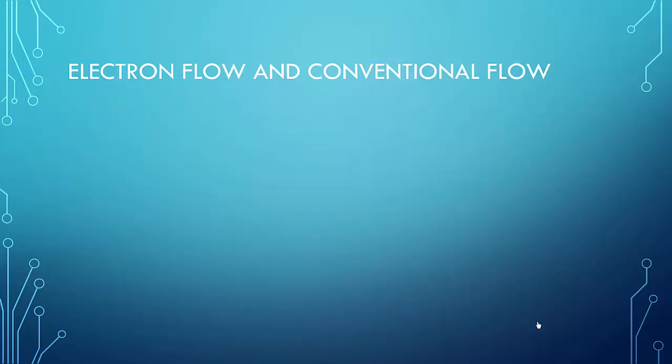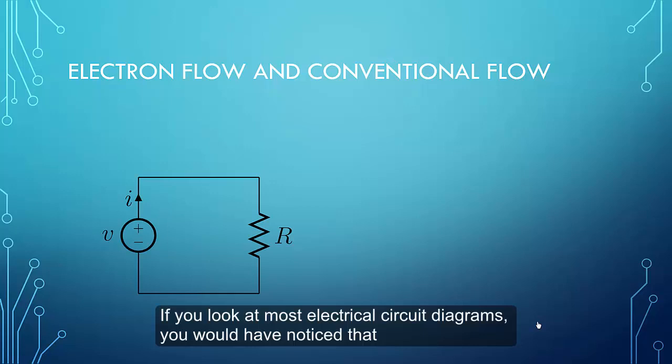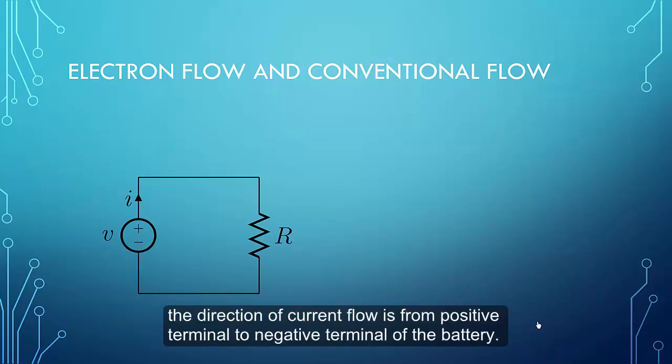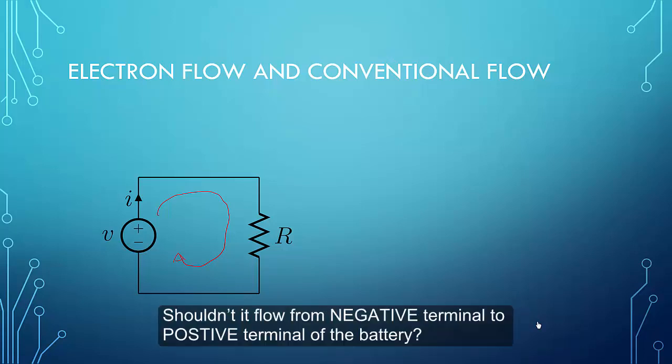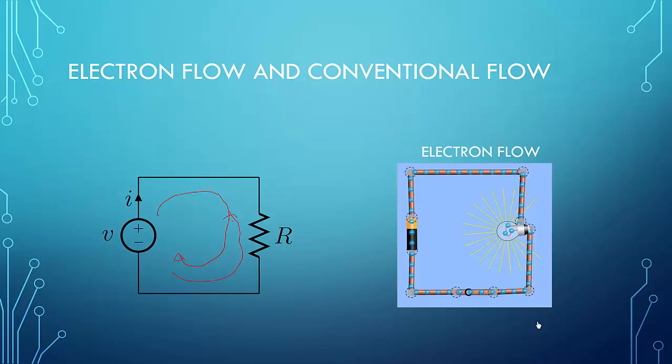Electron flow and conventional flow. If you look at most electrical circuit diagrams, you would have noticed that the direction of current flow is from the positive terminal to the negative terminal of the battery. So positive to negative. Wait a minute. If electricity is electron flow, shouldn't it be flowing from the negative terminal to the positive terminal of the battery? So it should be the other way, like this. So you see that it flows from negative to positive. So it's the opposite of this.